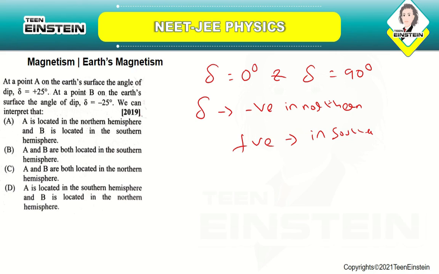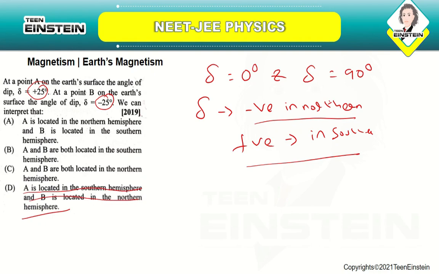So here you can see the del value is positive. Positive means it is in the southern hemisphere, and here it is negative. Negative means it is in the northern hemisphere. So A is located in the southern hemisphere and B is located in the northern hemisphere is the correct answer.